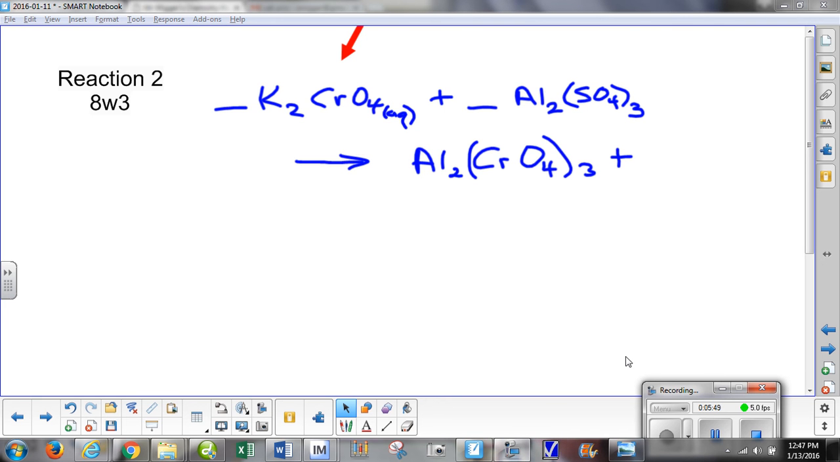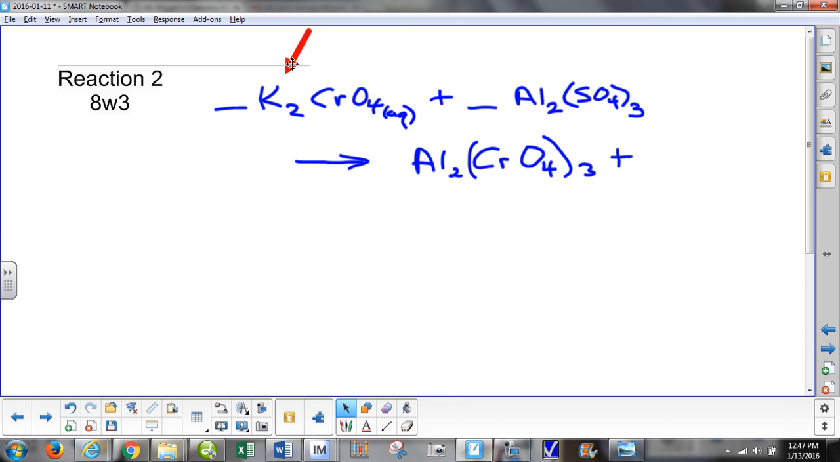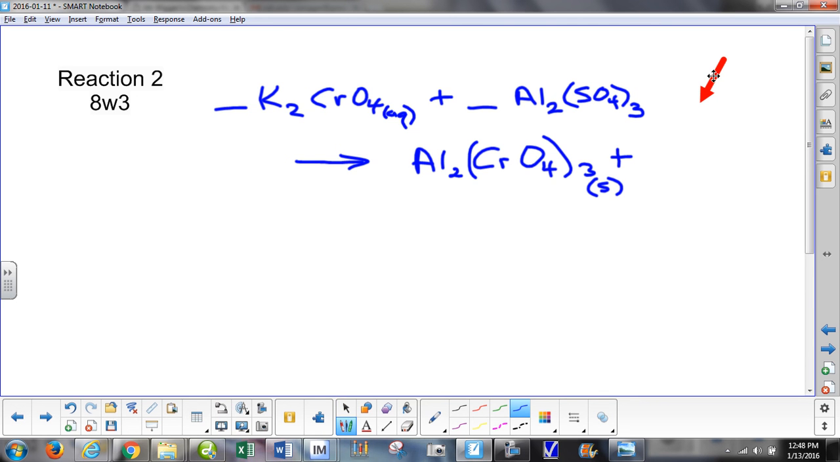Okay, here's your second reaction. This was 8 with 3. 8 is our potassium chromate right here, and 3 is aluminum sulfate. Okay, where do we get this information? It's off that sheet I gave you in class today. So I gave you during class the aluminum chromate, which is your product that winds up being a solid. And let's get that S in there. And this guy is aqueous. I didn't get that in there.